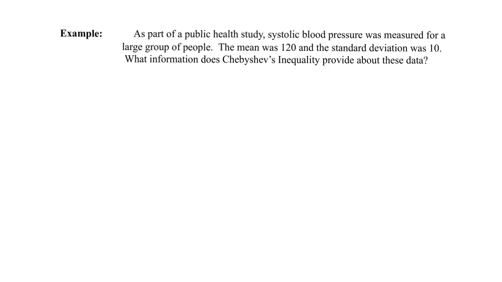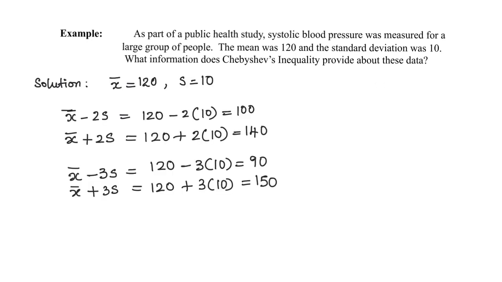Let us look at an example. As part of a public health study, systolic blood pressure was measured for a large group of people. The mean was 120 and the standard deviation was 10. What information does Chebyshev's inequality provide about this data? Mean is 120 and standard deviation is 10.